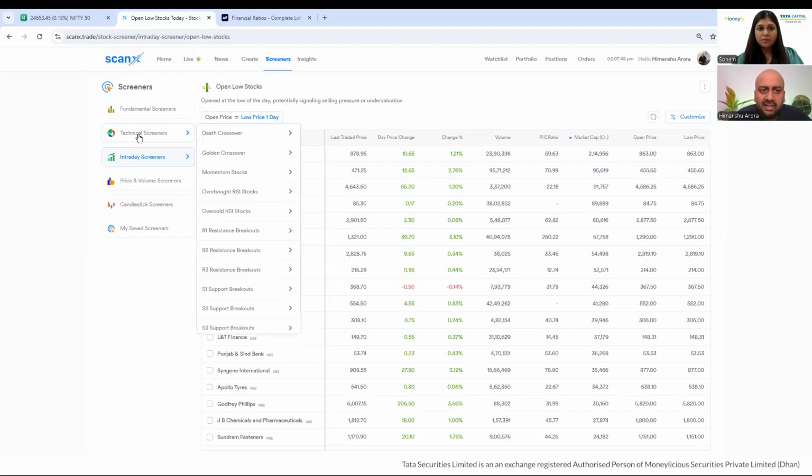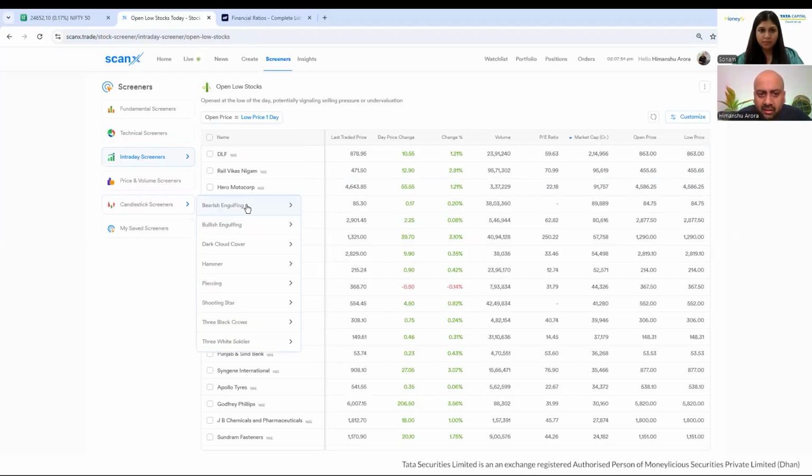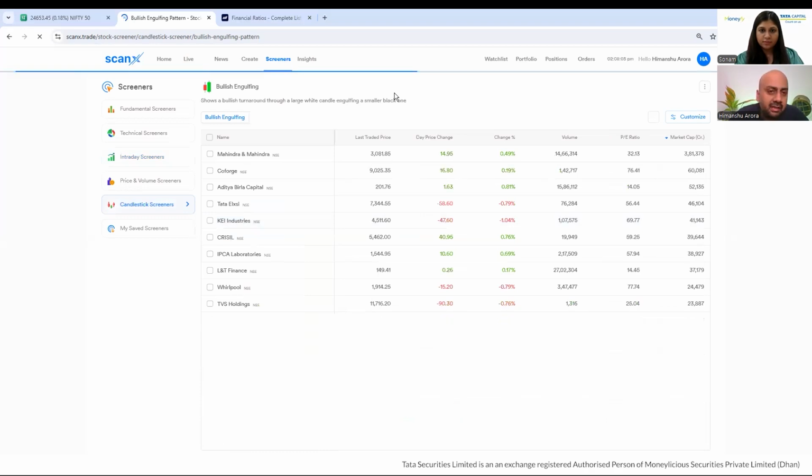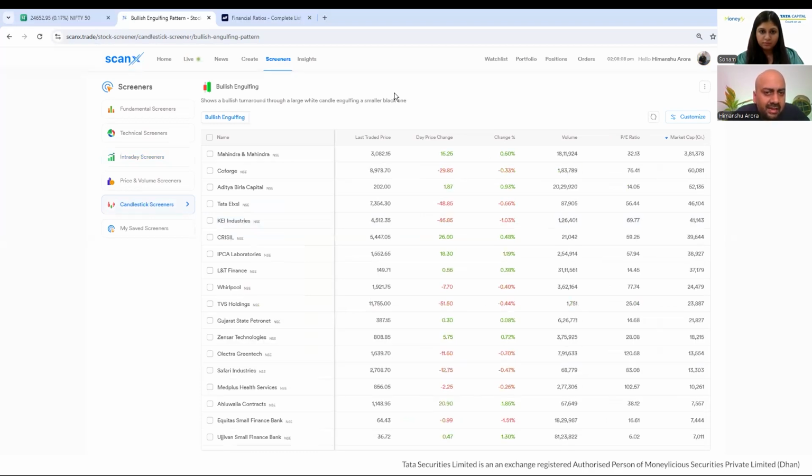So you have technical screeners, you have intraday screeners, you have certain screeners for candlesticks also, like for example, bullish engulfing, bearish engulfing. Not just this, we have the fundamental screeners also. For example, I want to find out the stocks which are forming a bullish engulfing. That's a kind of technical analysis parameter in candlesticks. So you want to find out all the stocks, they are on your fingertips.